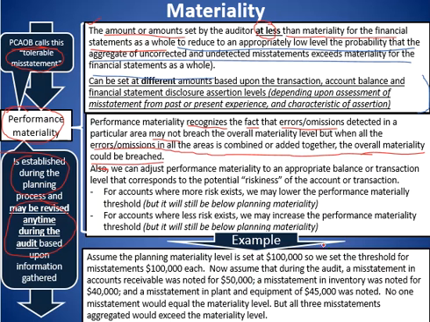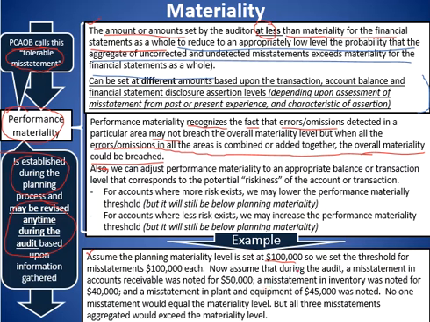Now, I'm going to skip the next paragraph and go down to the next box, and we're going to do an example here. Here's an example of performance materiality. Assume the planning materiality level is set at $100,000. So we set the threshold for misstatements to basically be $100,000 or more each.